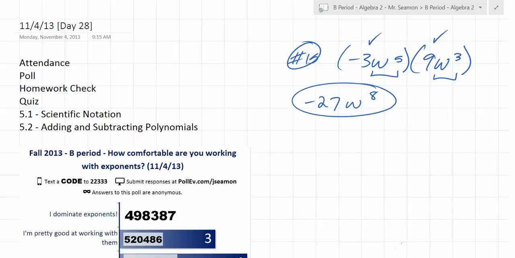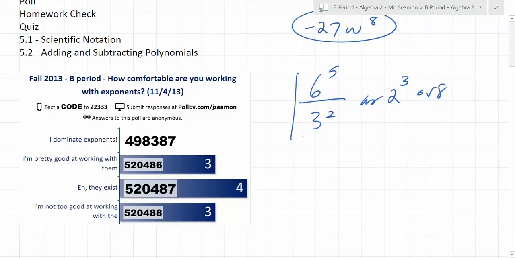Another problem evaluated: 6 to the 5th over 3 squared is 2 to the 3rd, or 8. What went wrong? Well, first of all, can you simplify this straight off by subtracting the powers? No, because they don't have the same base. So if you wanted to simplify this, you would have to have the same base. So what did they do here?